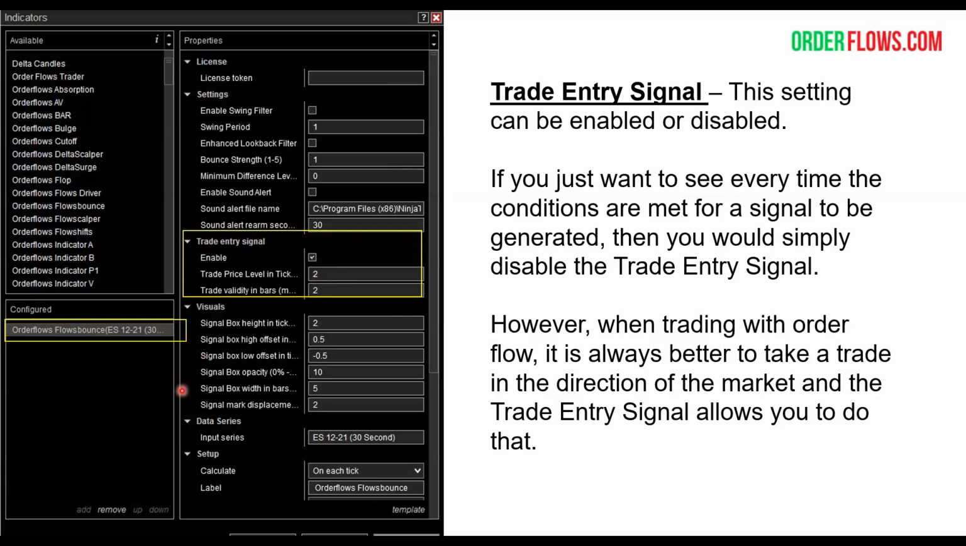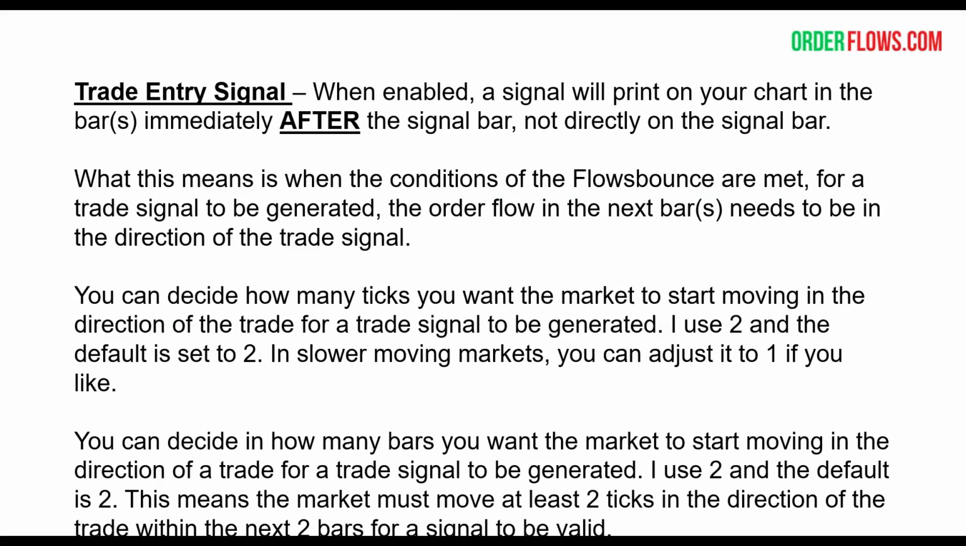So again, you want to be trading in the direction of the market. You don't want to be trading against the market. So when enabled, a signal will print on your chart in the bar or bars immediately after the signal bar, not directly on the signal bar. What this means is when the conditions of the flow bounce are met for a trade signal to be generated, the order flow in the next bar or bars needs to be in the direction of the trade signal, okay? Again, you can decide how many ticks or how many bars you want.